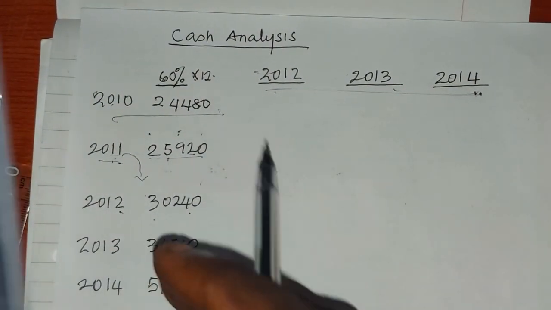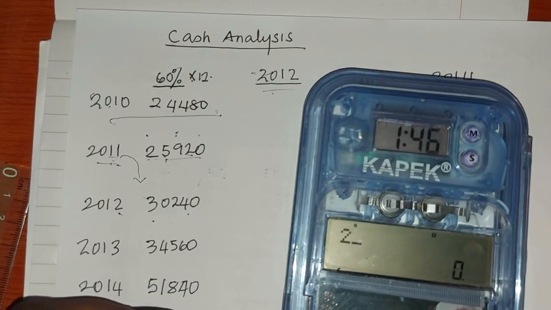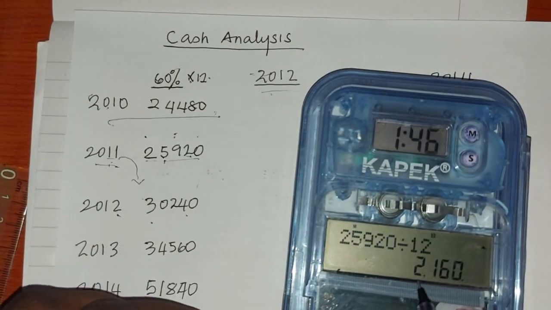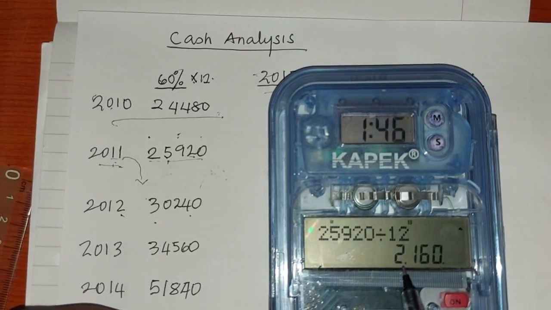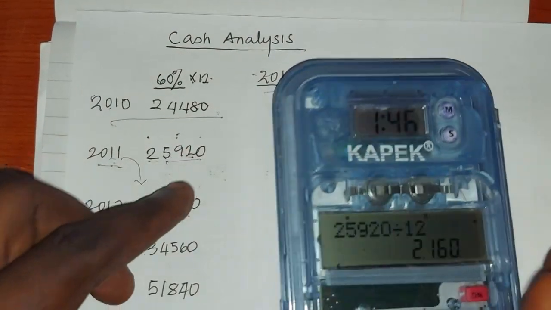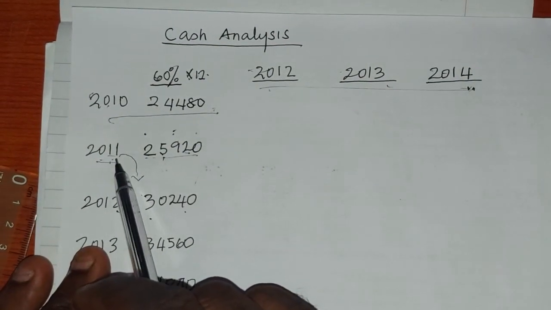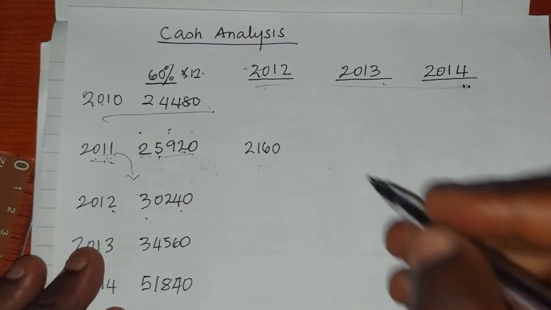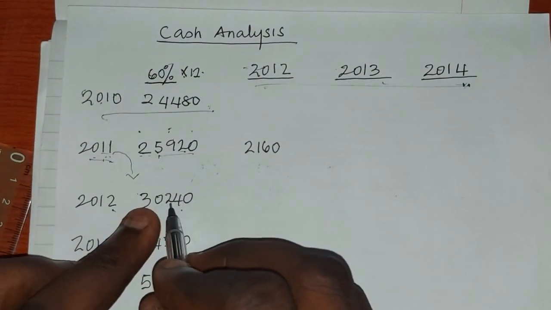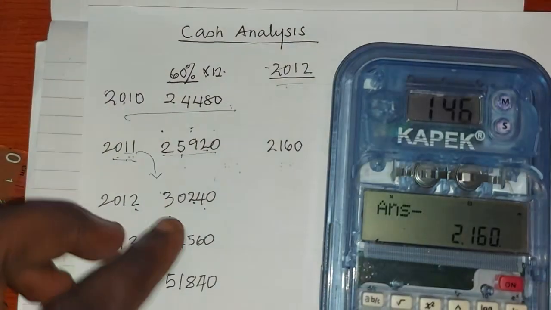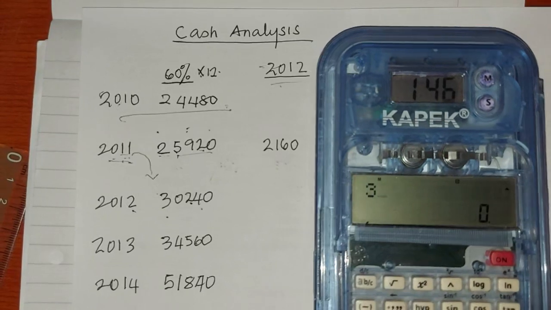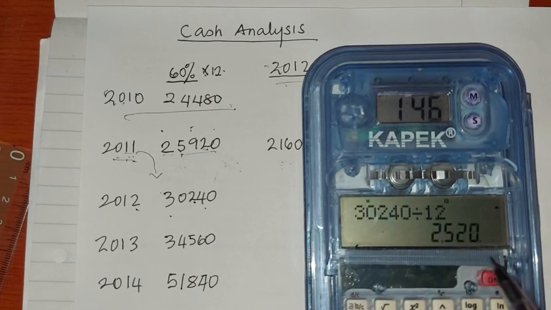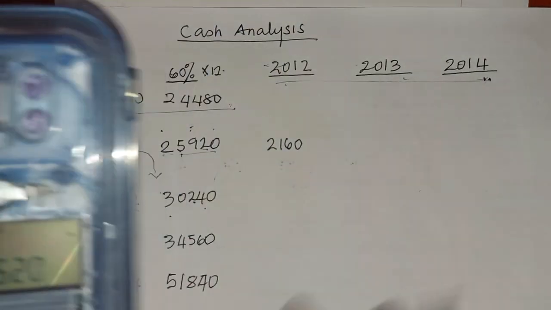2011. So let's divide this by 12. So we have divided by 12, which is the monthly is 2160. So for December, the December 2011 will be collected in 2012. Okay, then the one of 2012, you divide this by 12, that is 3024 divided by 12. Then this is the one for December.